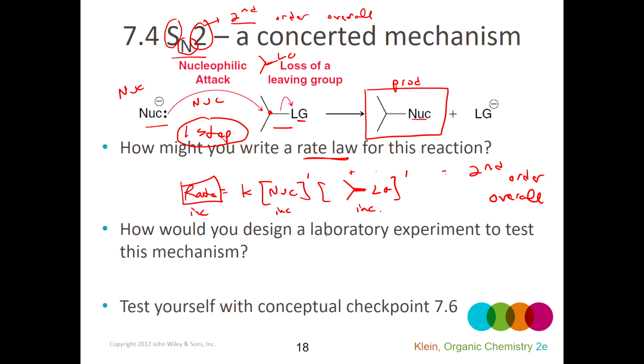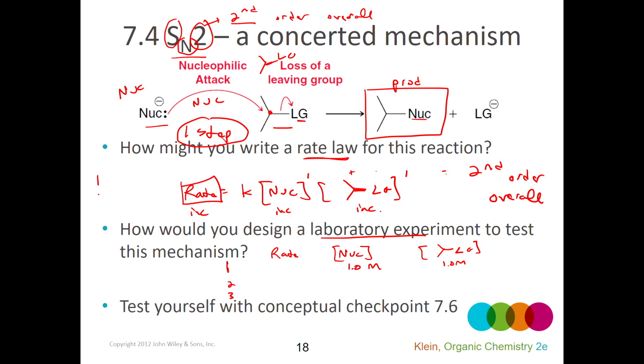So how would I design an experiment to test that? And that's part of what one of the quiz questions was asking about. I'd have to be able to measure the rate. I'd have to be able to measure the molarity, the brackets mean molarity, of the nucleophile and the electrophile. And I'd have to set up 3 experiments. I'd start with some molarity of both, measure the rate.